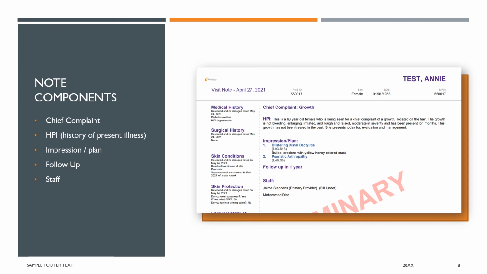Down at the bottom, you can also see the staff that were in the room and that examined the patient for this appointment as well. You see that Jamie Stevens was the provider that saw the patient and the one that is being billed under, rather. And then Dr. Diab also was attending physician for this appointment.